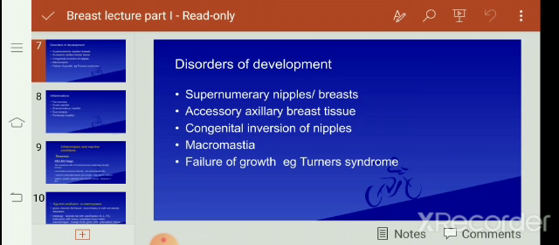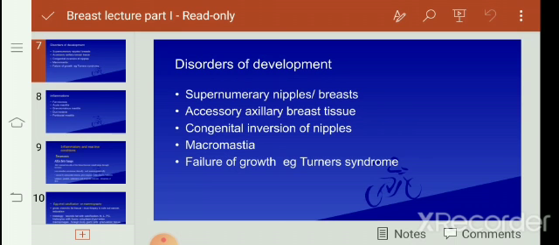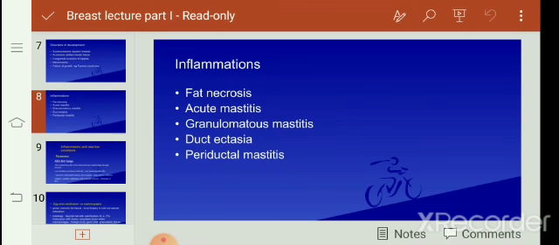Then comes the next category, macromastia. Macromastia is a congenital disorder, just an enlargement of the breast without any signs and symptoms for the patient. Opposite to this is failure of growth of the breast tissue, which is commonly seen in Turner syndrome. All these are congenital disorders of the breast, and it is very important to understand each of them to differentiate these normal congenital disorders from any other pathology. That's why they are important.